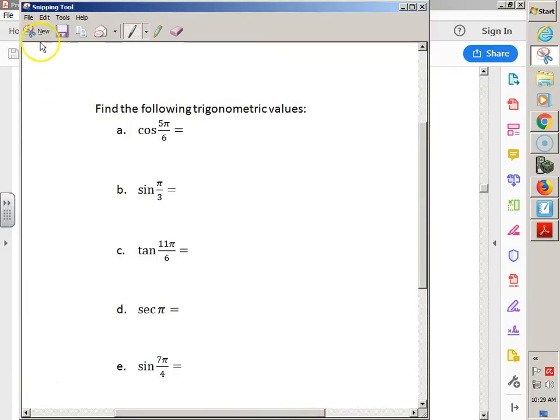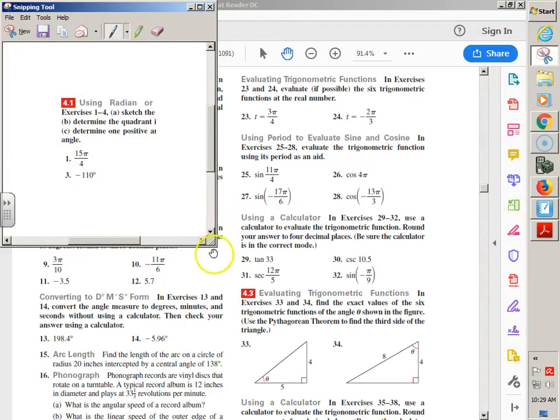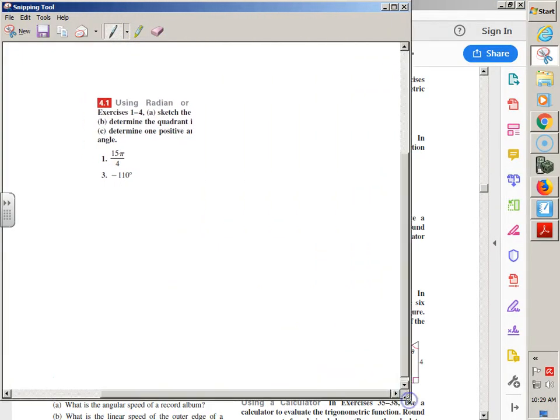Okay, no, that's a great question because we haven't done coterminal in a long time. It's just asking where it is and for one negative and positive coterminal, and that's actually really good for the quest tomorrow. So for number 1, for instance, just because radians I think are a little bit harder, right? 15 pi over 4. Ugh.